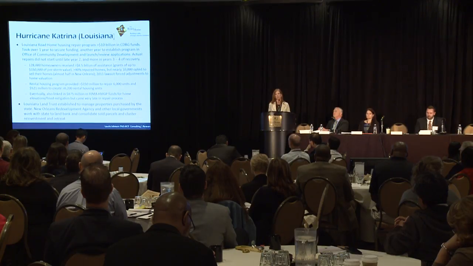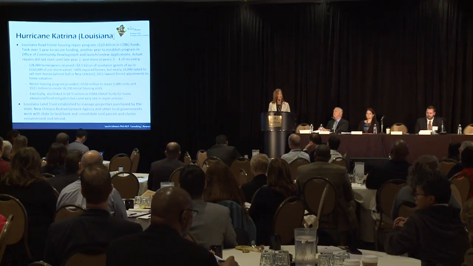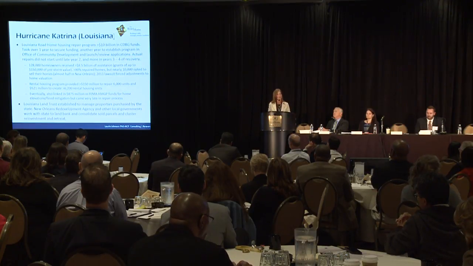So they set up something called the Louisiana Road Home Repair Program. Over $10 billion of that $13 billion went to this program. It took over a year to secure the funding. The real funding for that, the amount of funding they knew to really launch the program statewide, didn't come until that June 13th allocation. It took another year to really get the program up and running and to launch and review applications. So it wasn't until about year 2 that this money was actually starting to make it out.